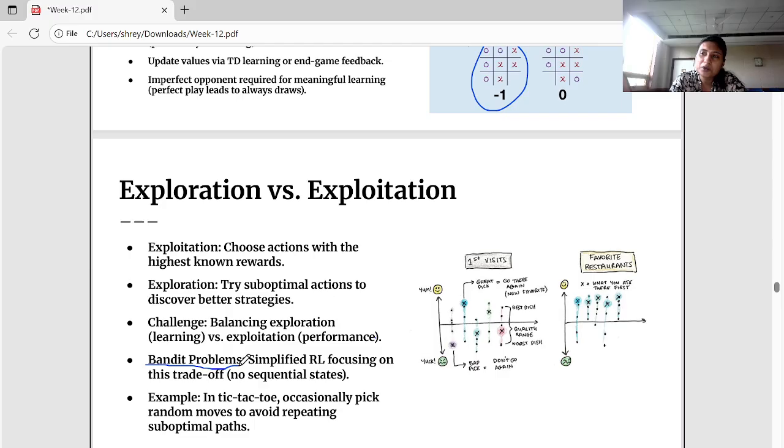In another way you can have an idea: there are multiple machines, ATM machines, and some line is there. So how will you manage that line? So the bandits can be your ATM machines, and the data is coming in the line like people. For example, in tic-tac-toe, occasionally pick random moves to avoid repeating the suboptimal paths. If you don't know where it is leading or not leading, then you choose some random paths, which is called exploration of any algorithm.